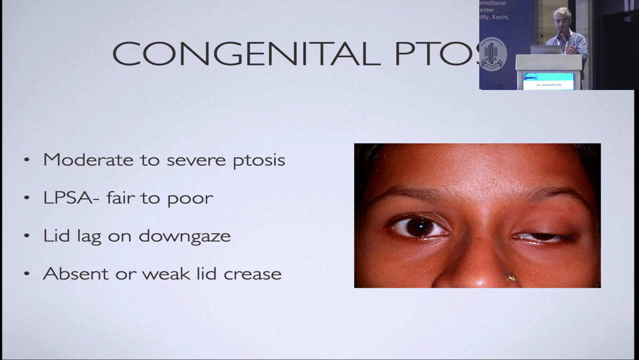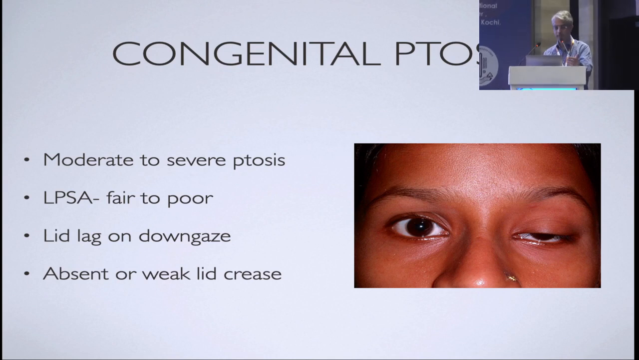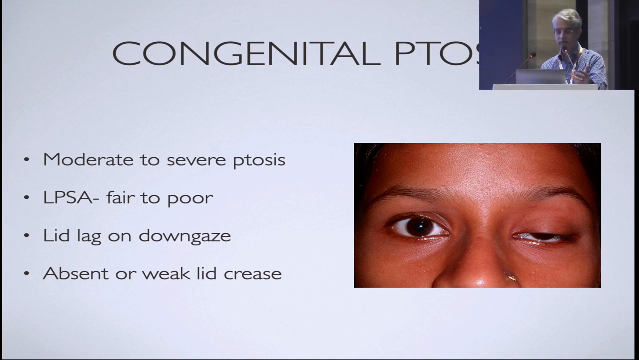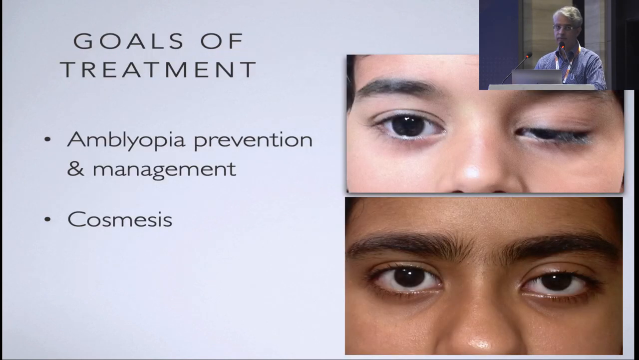Basically, it will be moderate to severe ptosis, and the child will be having a poor or fair levator function. There will be increased lid lag on down gaze on the affected side, and there will be an absent or a weak eyelid crease. This is the typical congenital ptosis. I'm not going into the rare variants of congenital ptosis, but the classical congenital ptosis will show you all these findings. Our goals of treatment when we are treating a child with congenital ptosis are either to prevent or manage amblyopia, and second is cosmesis.